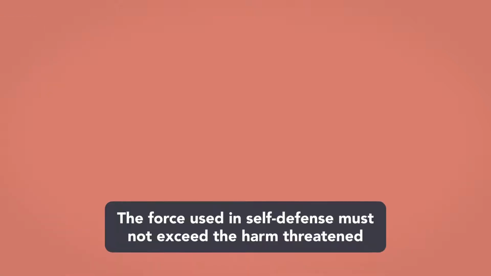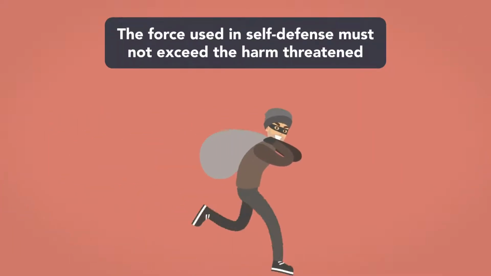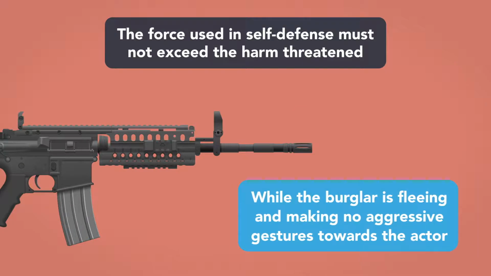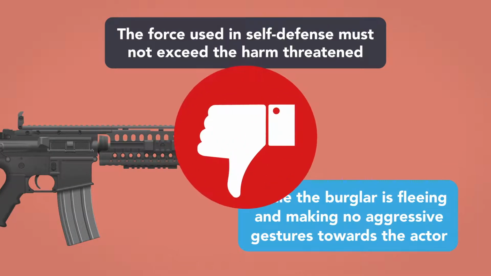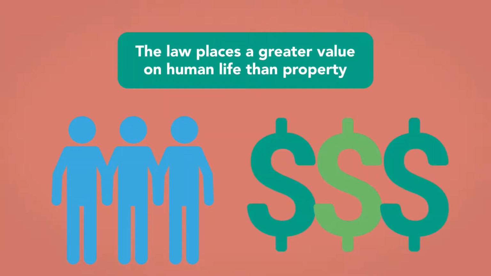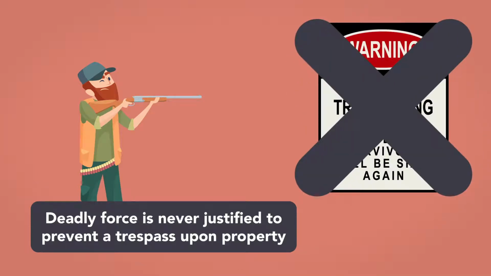The force used in self-defense must not exceed the harm threatened. For example, if an actor shoots a would-be burglar with a machine gun from 30 or 40 feet away while the burglar is fleeing and making no aggressive gestures toward the actor, the defense will probably not apply. The law places a greater value on human life than on property, and deadly force is never justified to prevent a trespass upon property in the absence of an imminent threat against the actor or his family.